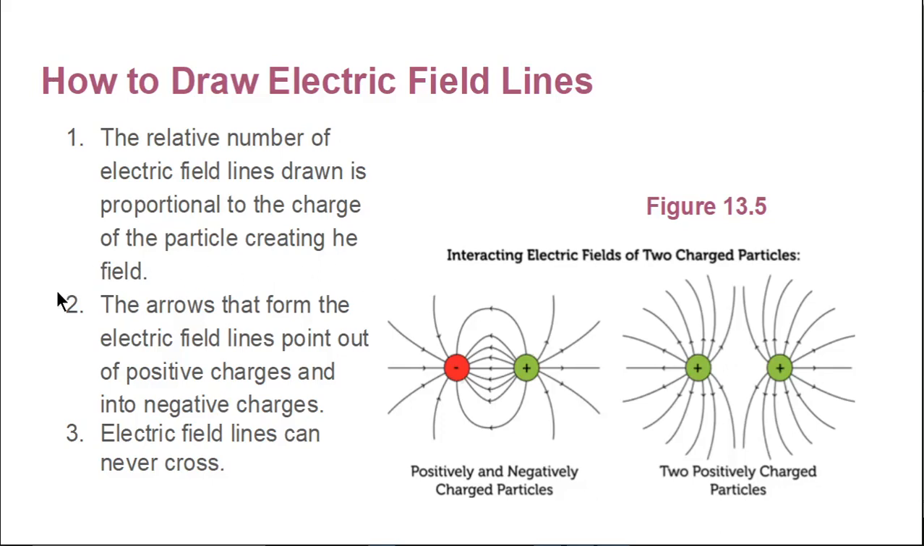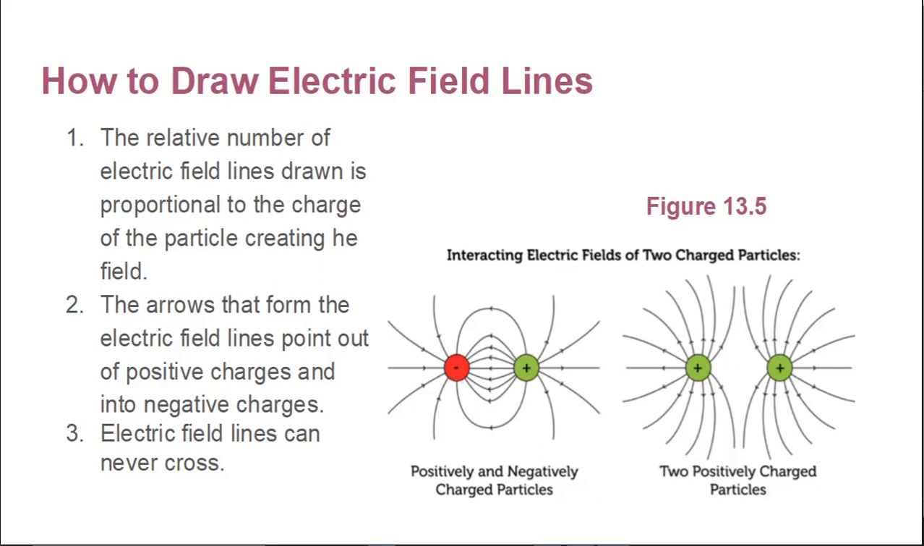Rule number 2, the arrows that form the electric field lines point out of positive charges, as we saw before, and into negative charges. Just remember that this is all relative to a stationary positive charge. What would it do if it was in contact with another positive charge? Try to get away from it. So those lines are coming out. When it comes close to a negative charge, it's attracted, so those lines are going to come into the negative charge.